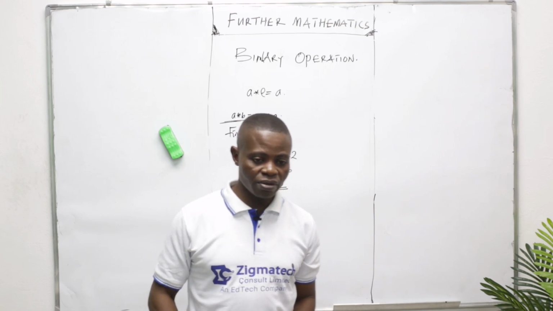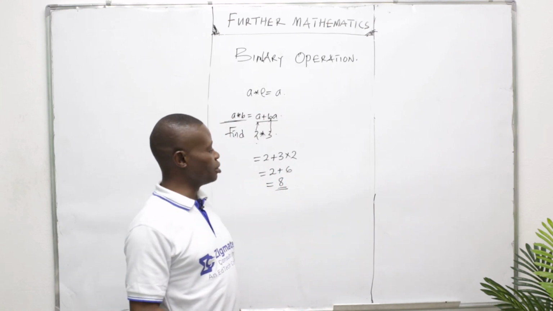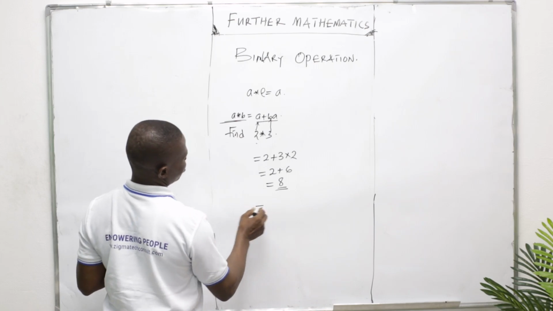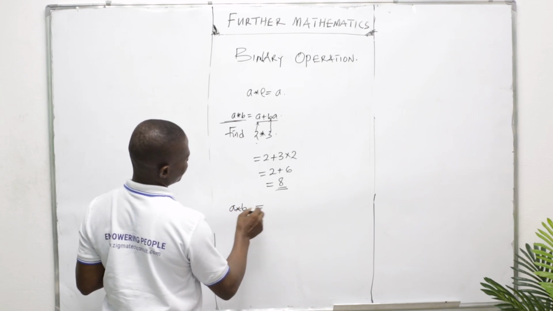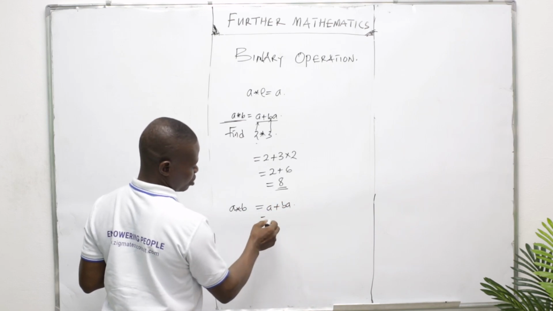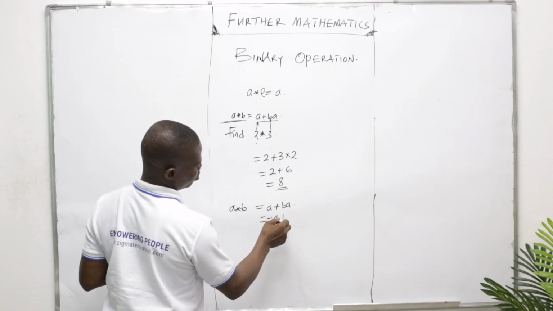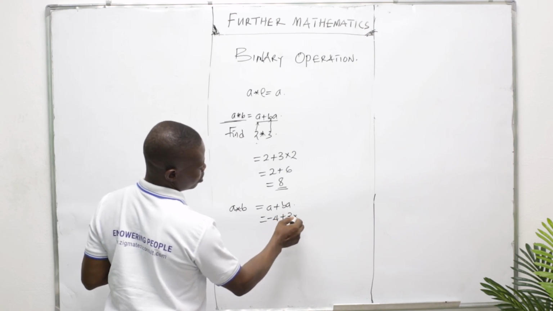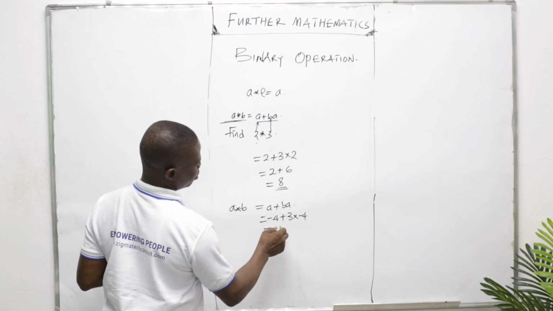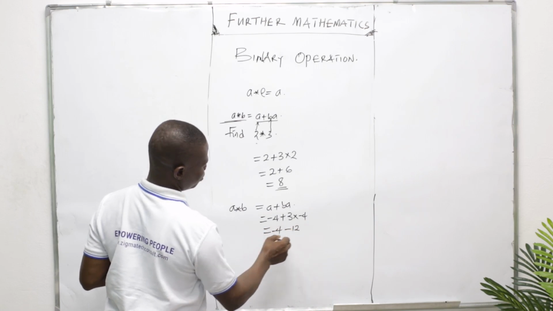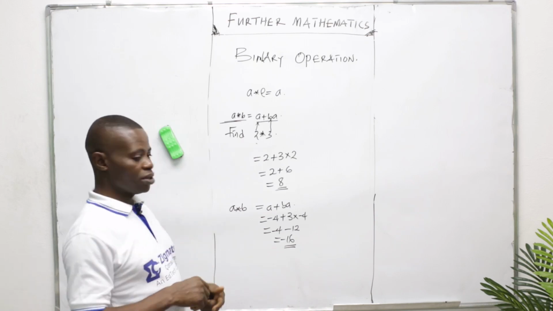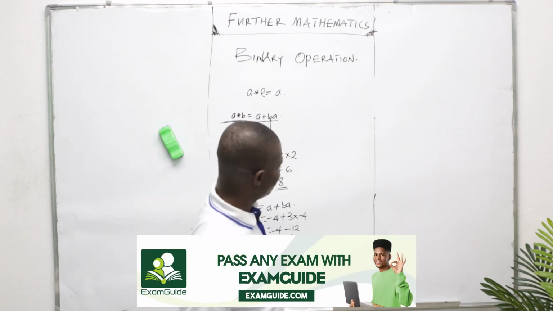The next one is -4 operating on 3. This simply implies that since your formula A operating on B equals A plus BA, this will give us -4 plus 3 times -4. We're going to have -4 minus 12 equals -16. That's just the solution for that particular question.